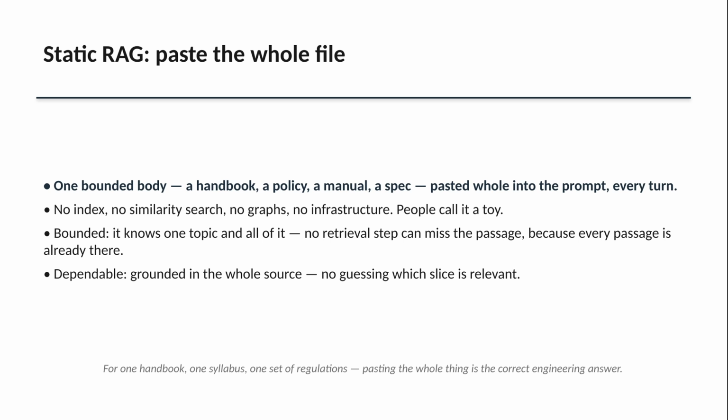People call this a toy. It's too easy. And it's getting less of a toy every 6 months because the context window keeps growing. Today, a single file can be a 200-page manual easily, and the models are better at retrieving the needle in the haystack. So retrieving is going to be better and better. So static RAG is an option.